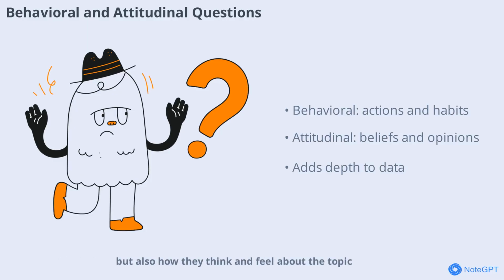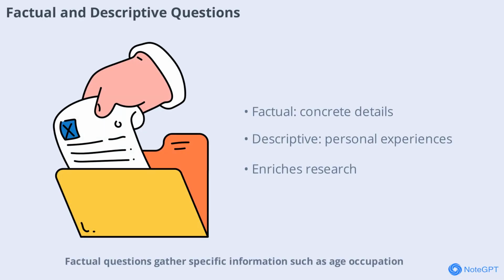Factual questions gather specific information, such as age, occupation, or number of children. Descriptive questions ask respondents to describe experiences or feelings, like, explain how you felt after eating a large meal. These questions help paint a fuller picture of your respondents, providing both concrete data and personal insights. Balancing factual and descriptive questions can enrich your research findings.